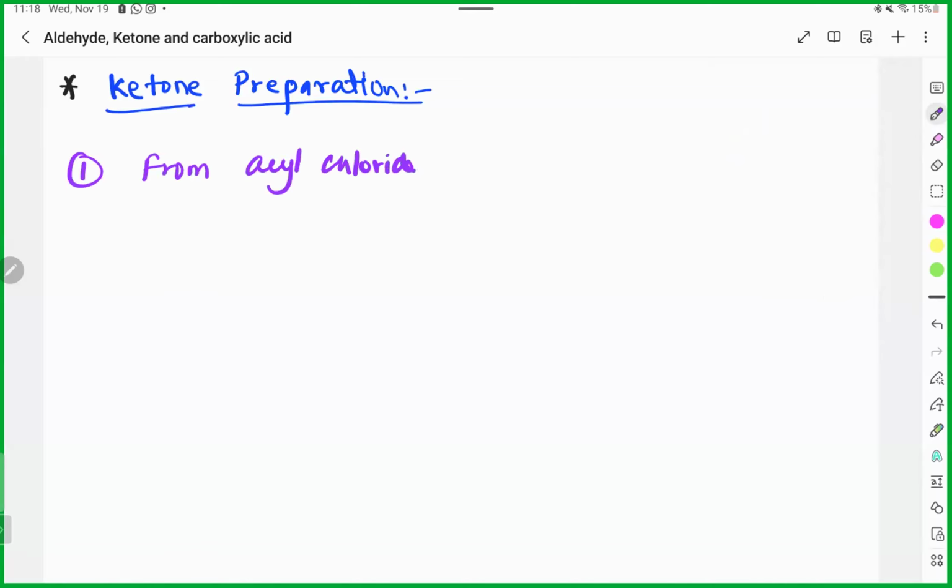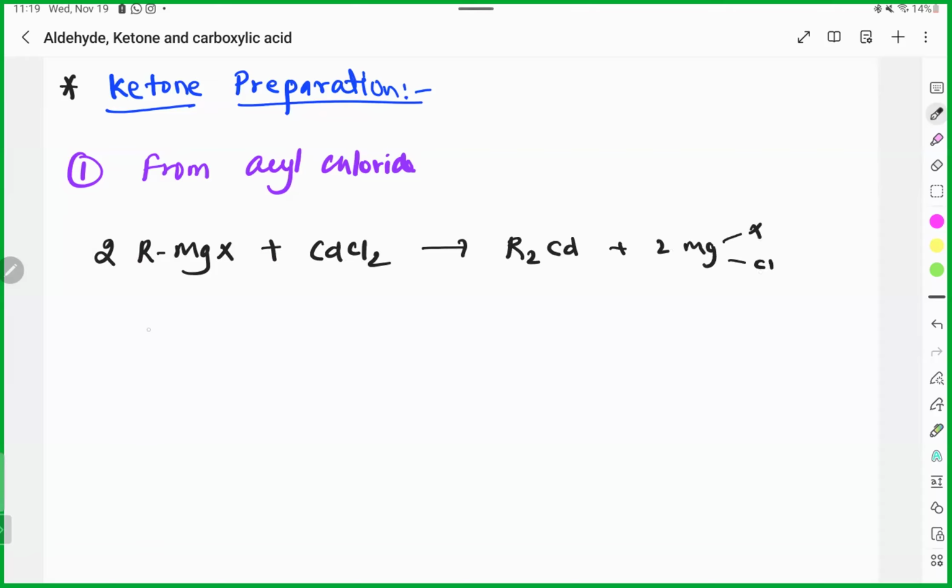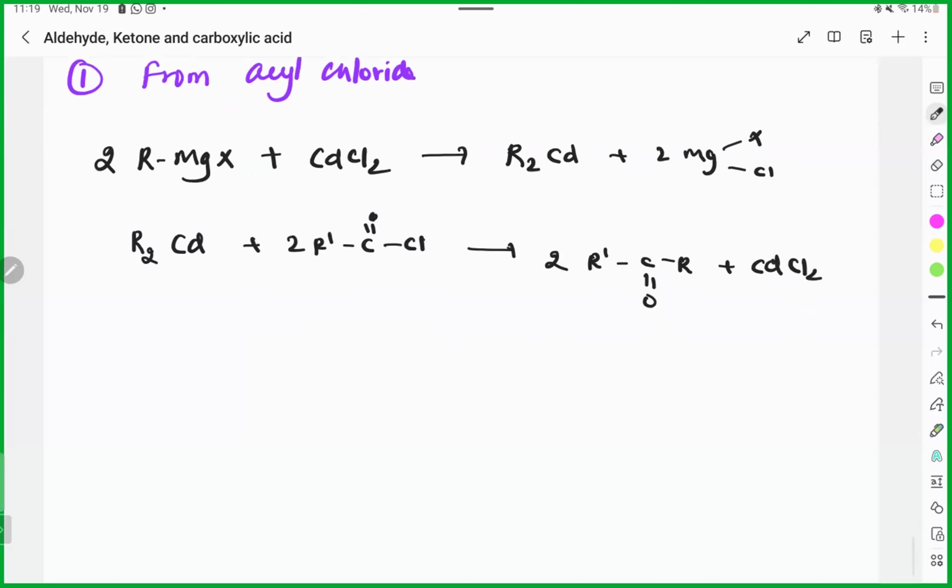Sir, Grignard with cadmium chloride. No, that is given here. I'm asking what we did together, aldehyde and ketone. We already did a mixture of aldehyde and ketone. What were the different methods? Sir, oxidation, dehydrogenation with copper. Then ozonolysis. One more.